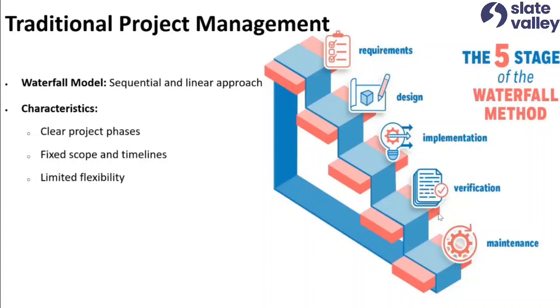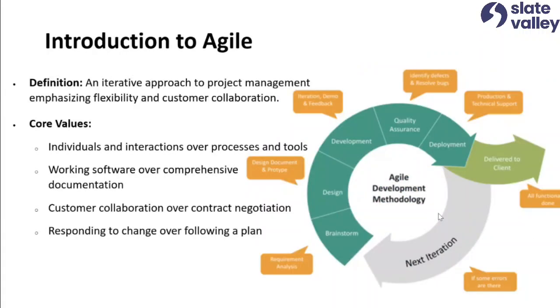That is what project managers in the software development industry were not happy with, and that's when they came up with Agile. Now, the next slide is all about Agile. Why we need Agile? First let's talk about what Agile is. As a basic definition, it's an iterative approach. When I say iterative approach, it's a repetitive approach. It reiterates itself. It's an iterative approach to project management, emphasizing flexibility and customer collaboration.